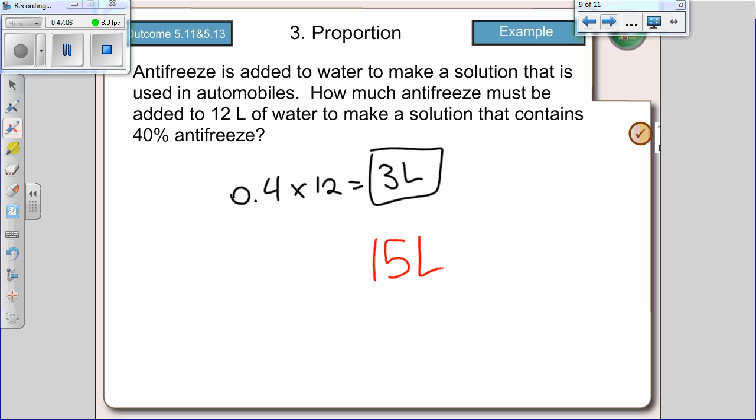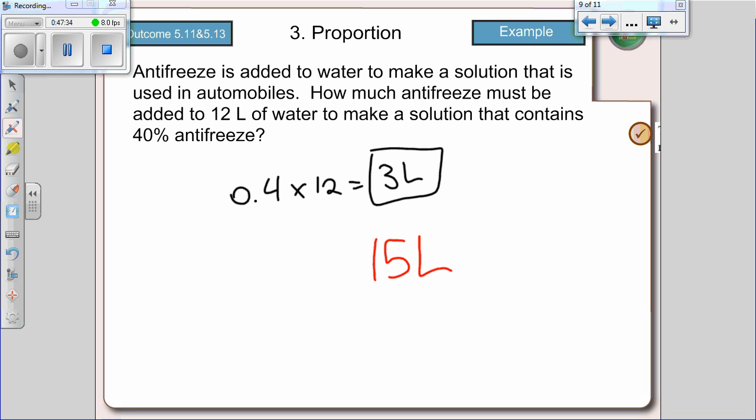Yeah, but it doesn't say, it just says make a solution that contains 40%. It doesn't say do not use. How much antifreeze must be added to 12? I had 12 liters. If I add 3 liters, I have 15 liters of solution now. So you've got to find 40%. 3 divided by 15 is 20%, not 40%.